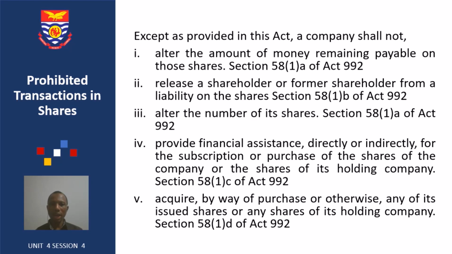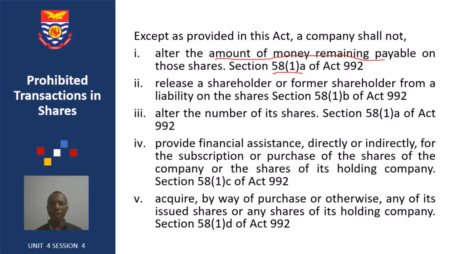The amount remaining payable means that if shares have been issued to you and you have paid part and not all, the remaining amount will not be changed. In other words, the remaining amount will not be reduced or set aside so that you should not pay. This prohibition is a total prohibition. That's section 58, subsection 1A.